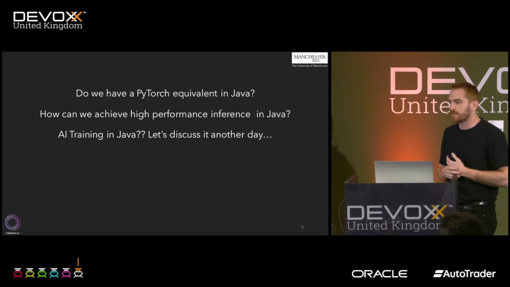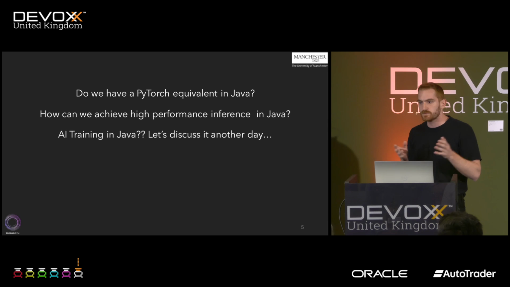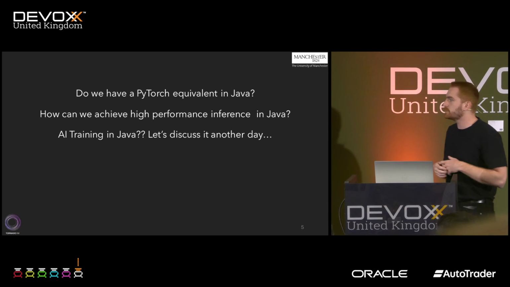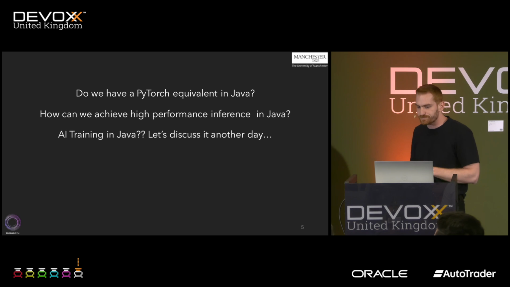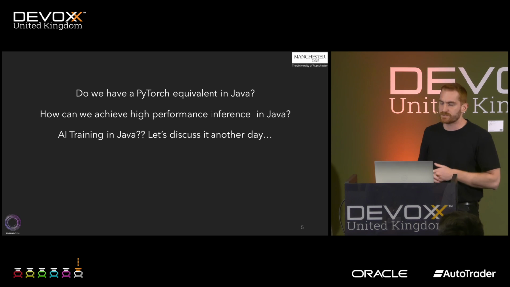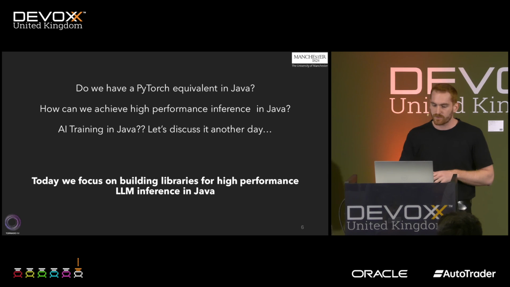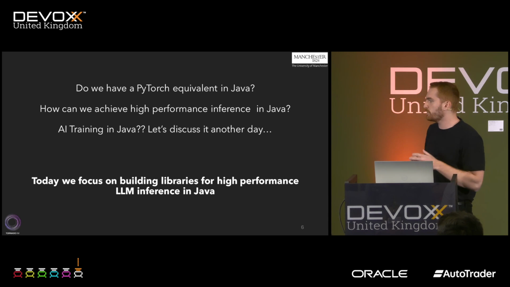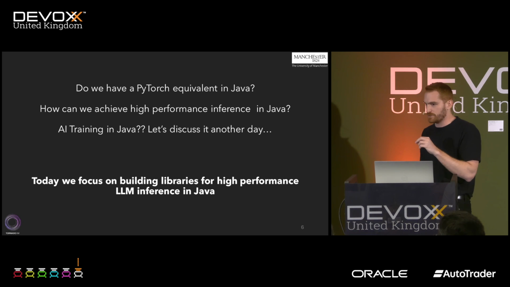From this, we start asking some questions. Do we have a PyTorch? PyTorch has been dominating the AI frameworks, but do we have something equivalent in Java? And if yes, or if we want to build something like this, how can we achieve high performance inference in Java? Another interesting topic is AI training, but we can discuss that another day. So today, we are focusing on how we can build libraries for high performance LLM inference in Java.